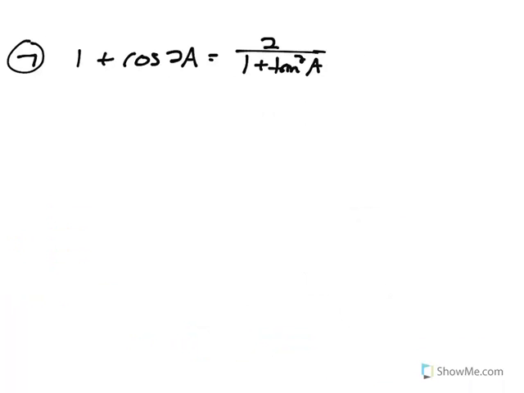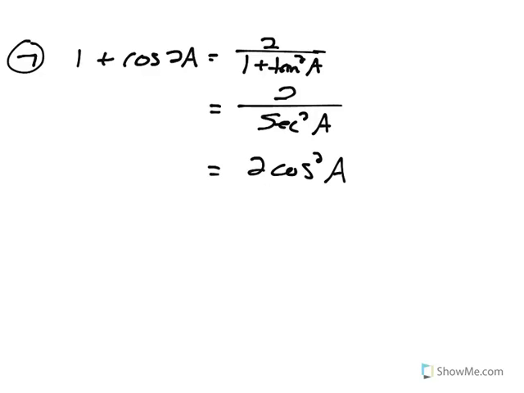Finished. Number 7, the direction is to verify each of the following is an identity. There's a couple things that I notice right away. The right side's denominator is equal to secant squared of a. And then continuing, secant's on the bottom of the fraction. If I want to make it on the top, I just use its reciprocal. The reciprocal of secant is cosine. So this right side just becomes 2 cosine squared of a.